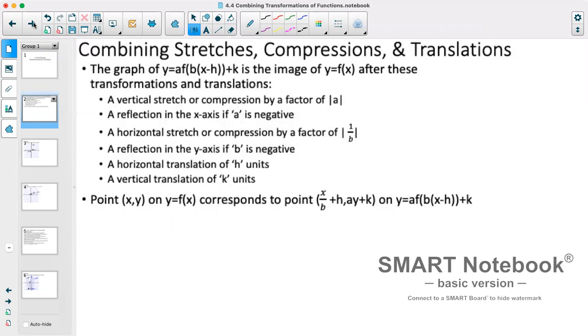So we have a vertical stretch or compression by a factor of a. If our a value is negative, it's going to reflect over our x-axis, so that would be a vertical reflection. A horizontal stretch or compression by a factor of 1 over b. And if b is negative, it's a horizontal reflection, so over our y-axis. A horizontal translation of h units, so shifting it left or right by h. A vertical translation of k units. Now, original point (x, y) is now given by (x over b plus h, ay plus k).